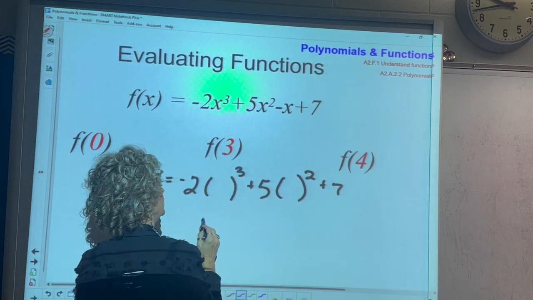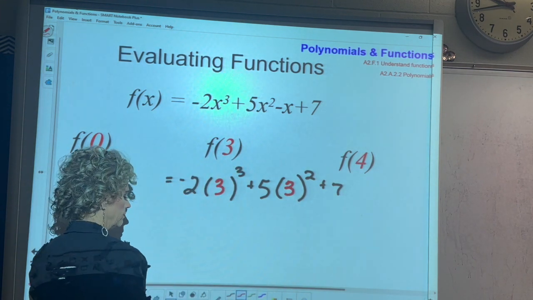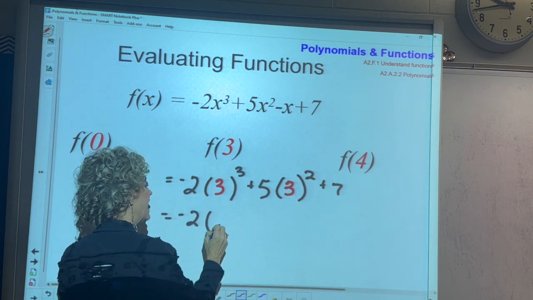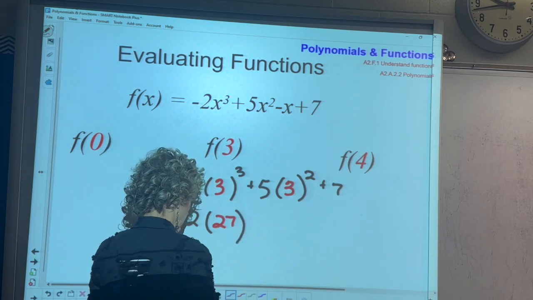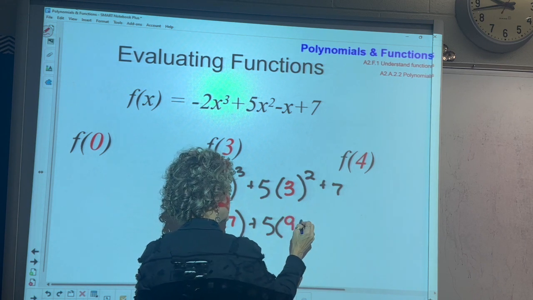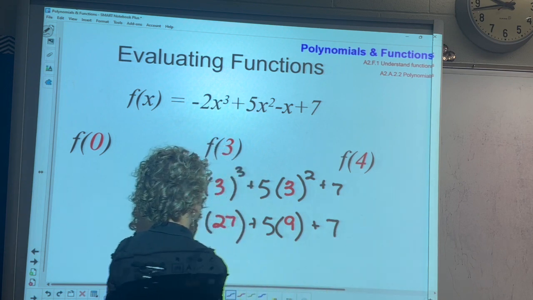I'm told to put in a 3. I put in a 3. Okay, I'm working this by hand. I have a negative 2 times 3 cubed, I know, is 27. Okay, plus 5 times 3 squared, which is 9. And then I have plus 7.